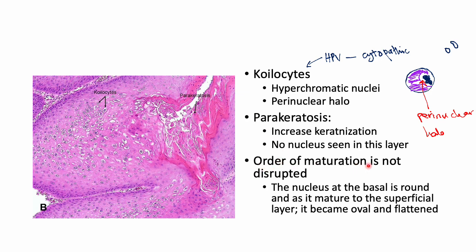And the order of maturation is not disrupted. This means the maturation from the deeper or basal layer of the epidermis up to the superficial part is not disrupted. Usually the nucleus in the basal layer is round, but as it matures and goes toward the external part of the skin, it becomes oval and also flattened.